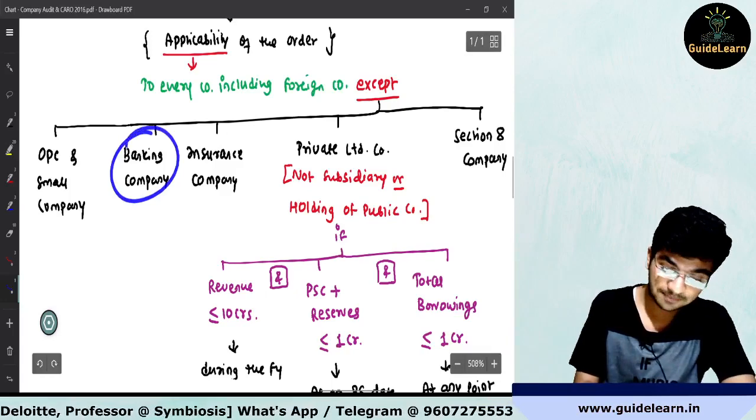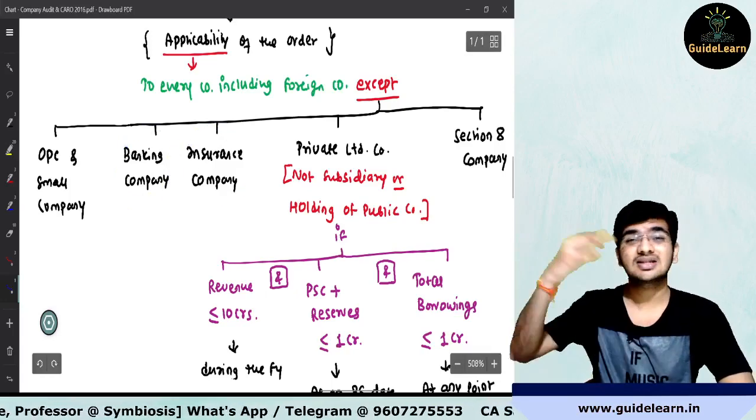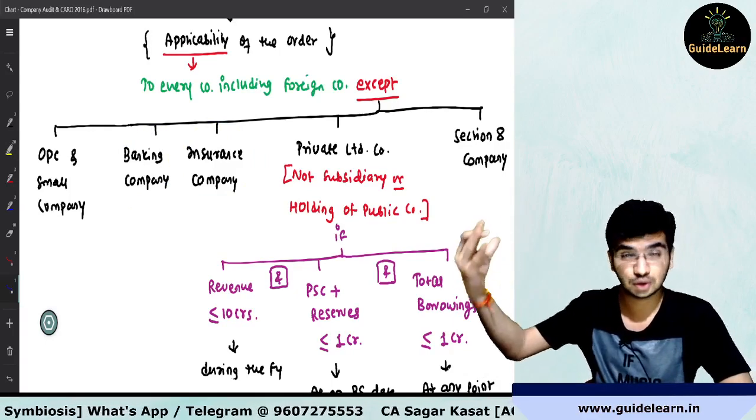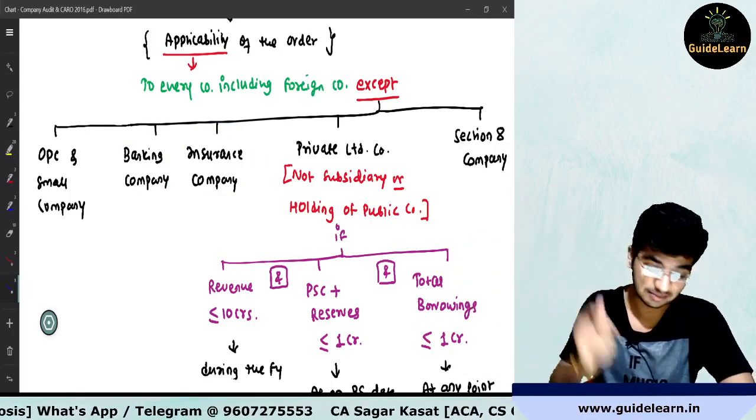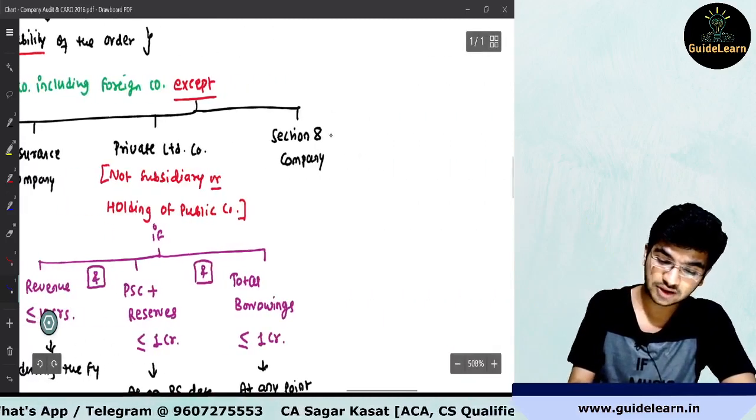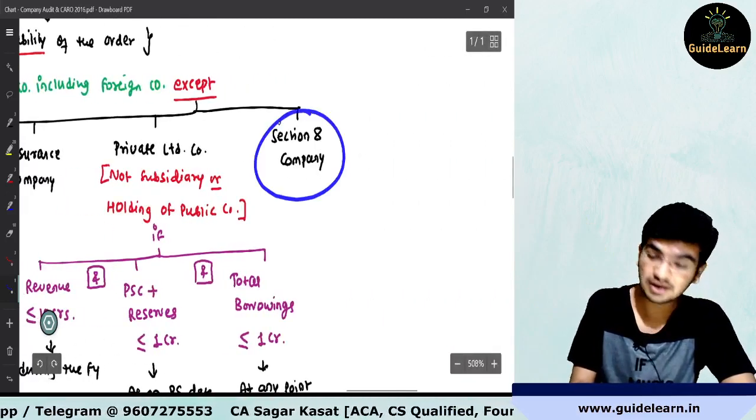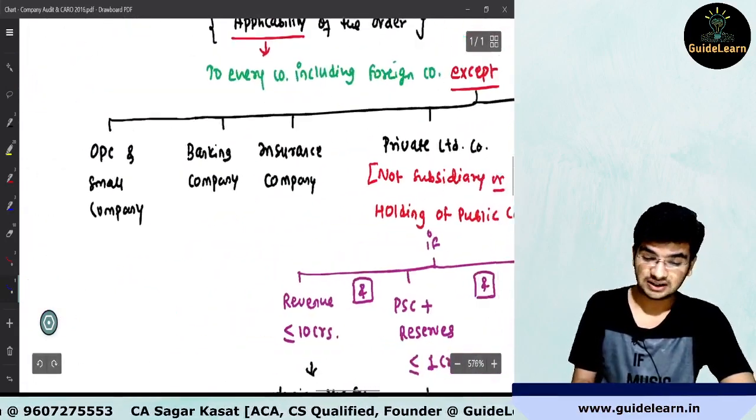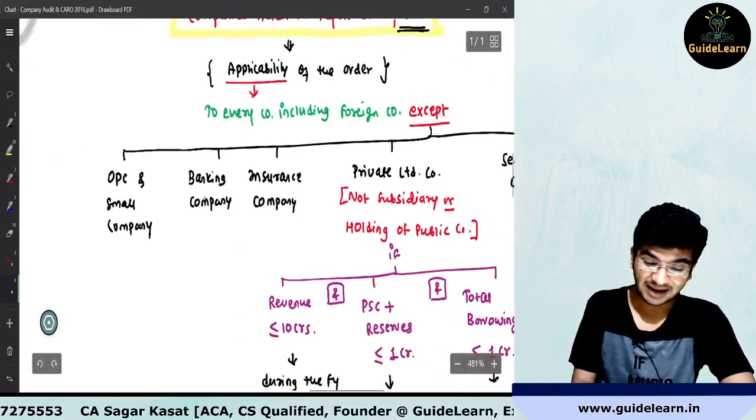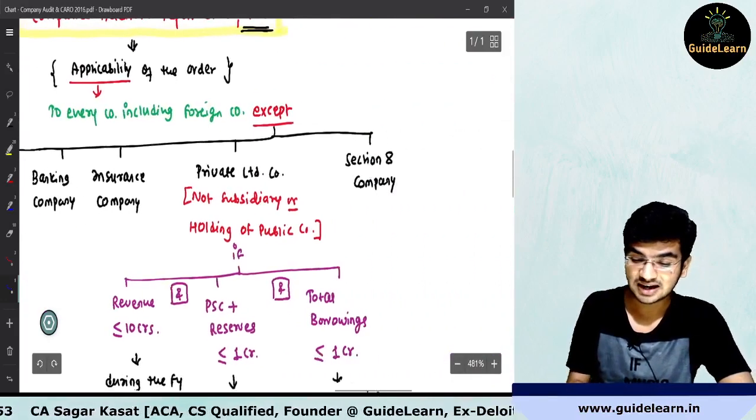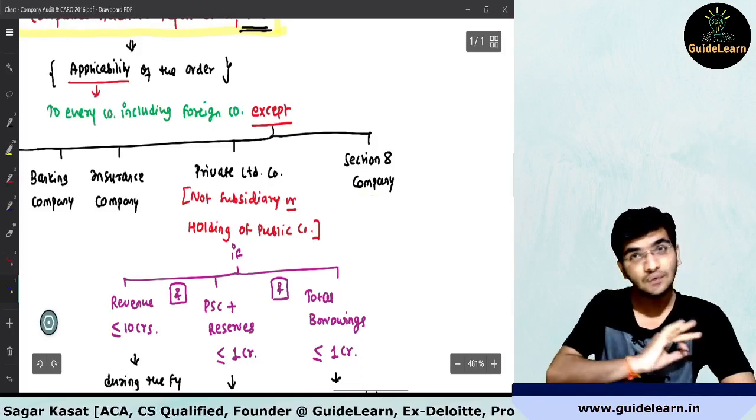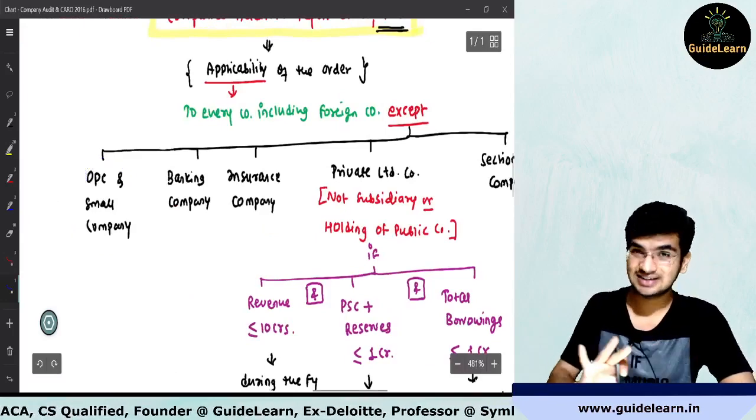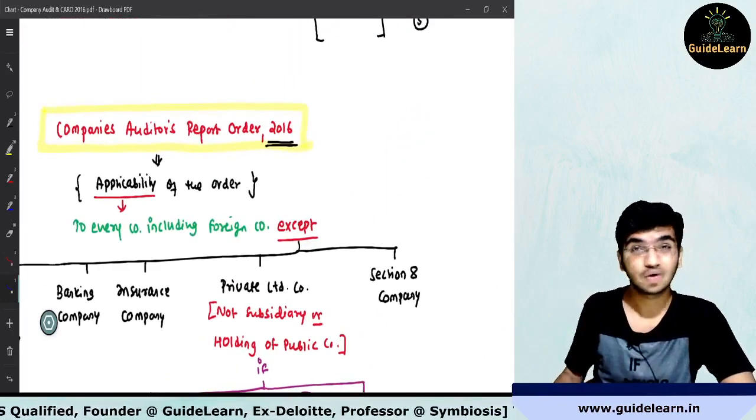So banking company. Then insurance company, again the same reason, a specific requirement by IRDA, the Insurance Regulatory and Development Authority, which is the regulator of insurance companies. Then after that, Section 8 company according to the Companies Act 2013, which is nothing but a not for profit organization, NPO. So very important: OPC and small company, banking company, insurance company, and the fourth one, Section 8 company. These types of companies are completely exempted from the CARO 2016 reporting requirement.